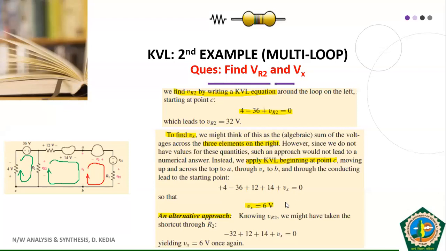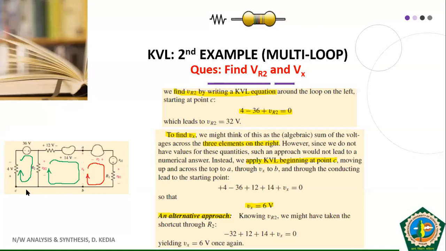So dear students, we can find out Vx here in two ways. You can take the green loop, you can take the red loop, and you can take a bigger loop also. Here in the equation shown in your slide, we have considered the bigger loop. Look at the mouse closely. Wherever I am encircling with the mouse, this loop we are considering to calculate Vx.